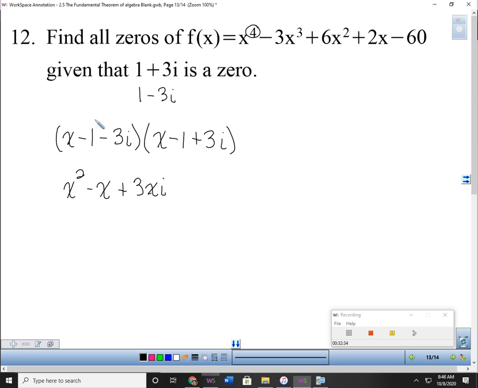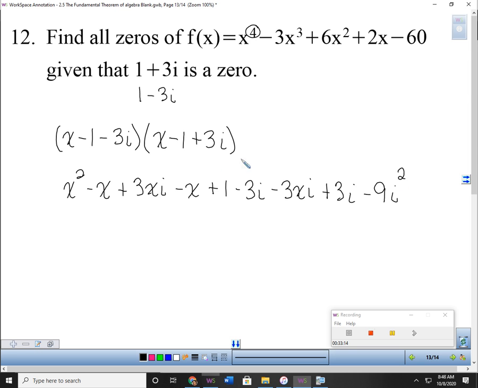Then a negative 1 times x is negative x, negative 1 times negative 1, positive 1, and negative 1 times 3i is negative 3i. Then we have negative 3i times x is negative 3xi. Negative 3i times negative 1, positive 3i. And then negative 3i times positive 3i would be negative 9i squared.